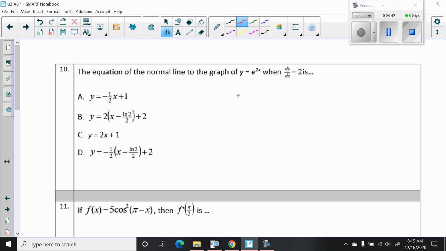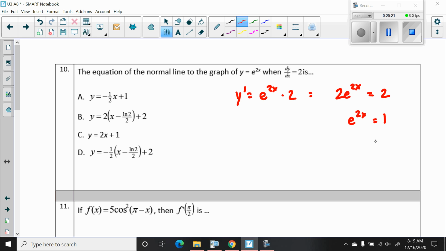Let's just find the derivative. So the derivative of e to the 2x, y prime, is e to the 2x times 2, which would be just 2 e to the 2x. And we're going to set that equal to 2, because that's what it said, right? The derivative is equal to 2. Because I need the x value. We got the slope. So we divide both sides by 2. E to the 2x is equal to 1.